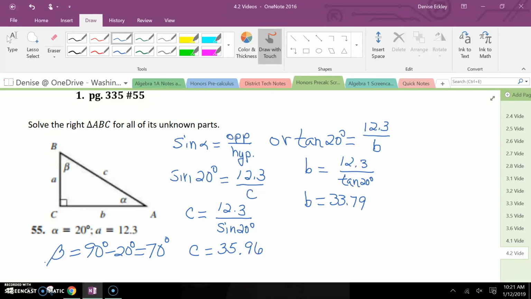Now, one thing you want to be careful of when you're doing this is to make sure that side C, which is your hypotenuse, is indeed the longest side. So you have your ratios correct.